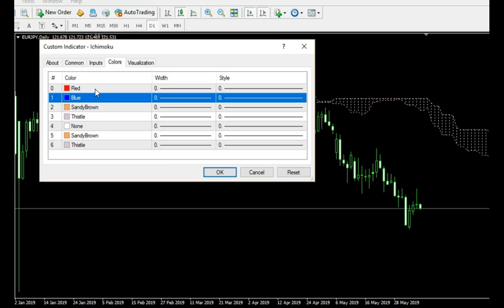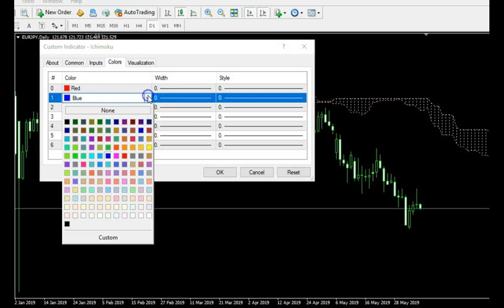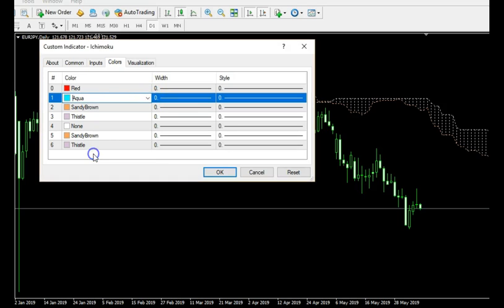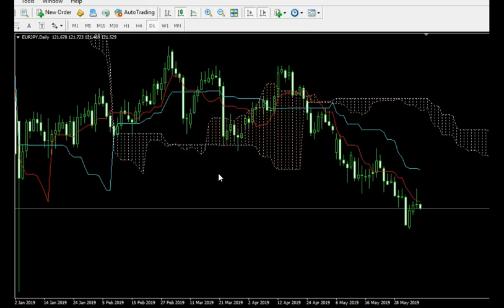From this point on, every time I explain this in a video, the Tenkan is going to be red, the Kijun is going to be blue. Actually, let's make it a lighter color. Keep it blue, but make it aqua blue so it pops a little better. I know some of you guys are watching this on your phone, and these lighter colors just tend to show up a little better. So we do that, and then once we hit OK, here they are.